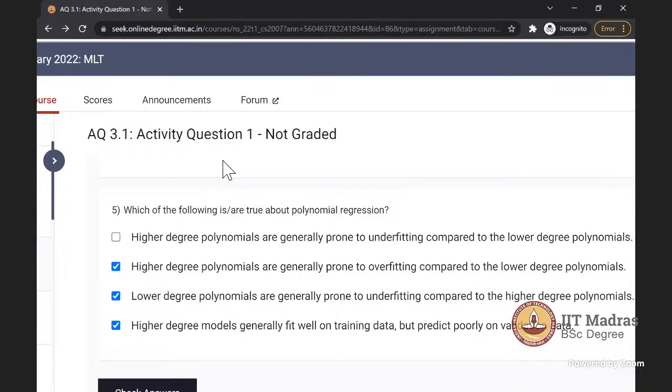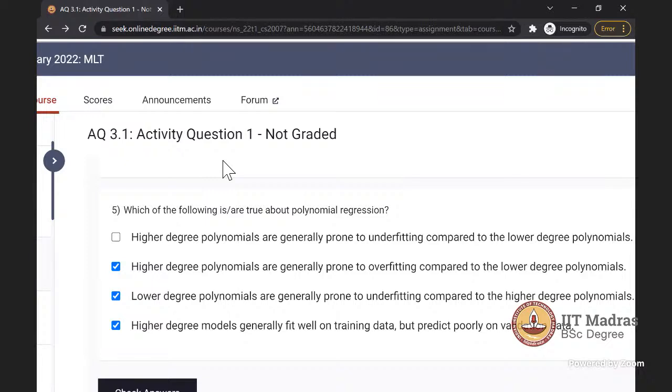Okay. So let's say our generating function was of degree 2. That is, we are using a parabolic function to generate our data points. Then we fit a degree 10 model to it. Now you are making an assumption that it is degree 2. Let's say I have a degree 10 polynomial which I'm trying to fit. In that case, it fits well with training data, right? And it also predicts well with validation data.